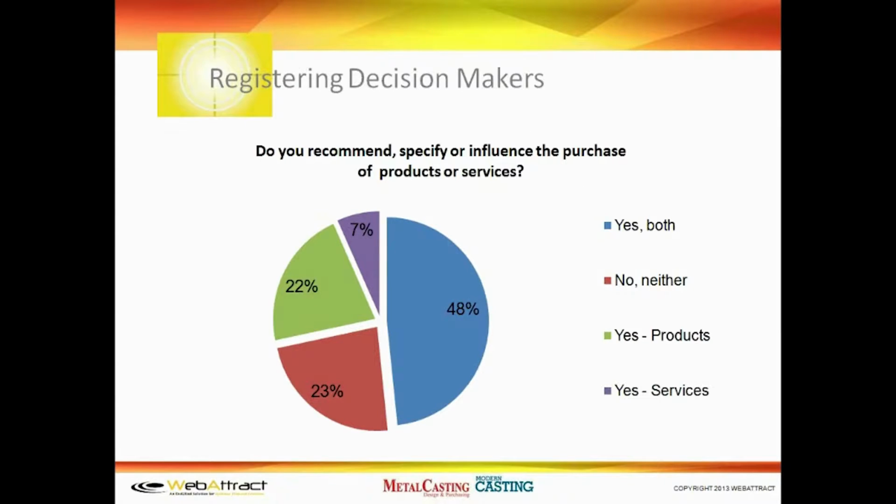So during the registration process, one of the questions that sometimes we will ask for our sponsors or our clients is, do you recommend, specify, or influence the purchase of products or services? And as you can see by this graph, a high degree of the people registering for the webinar impact the decision-making process. Now that's important because we want to make sure we're targeting decision makers. So we ask them these questions, and then at the end of the webinar in a survey, we ask them, based upon what you learned today, how would this impact your decision going forward?